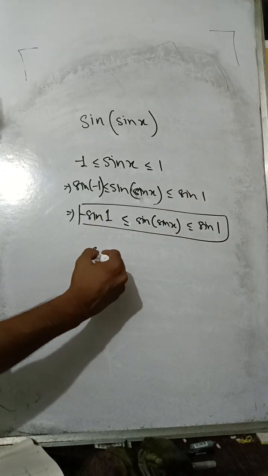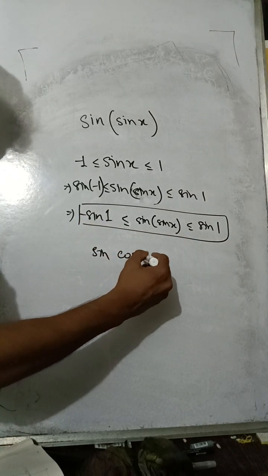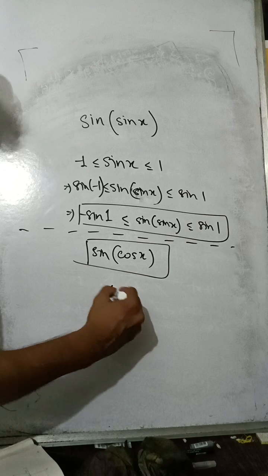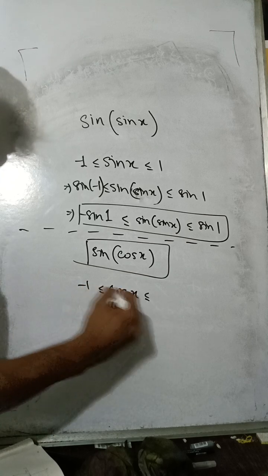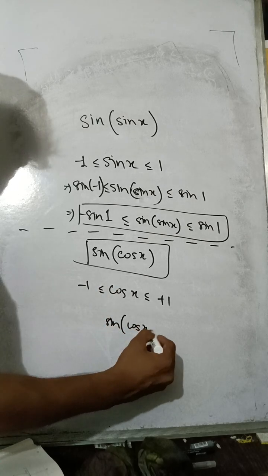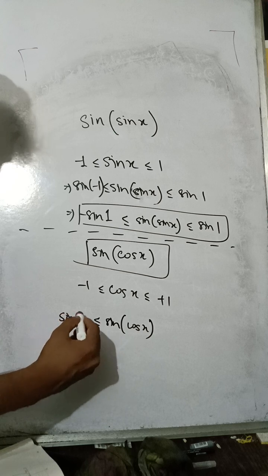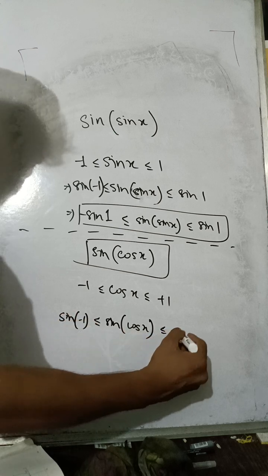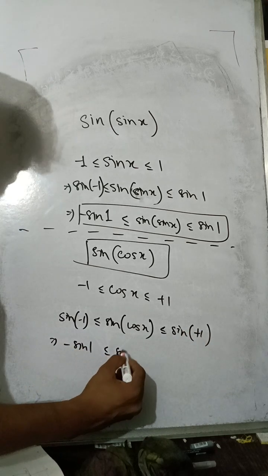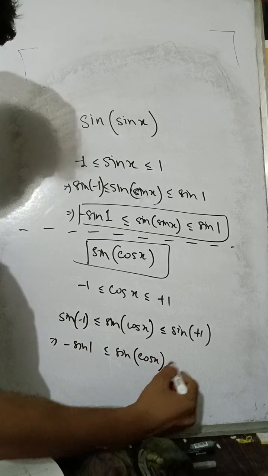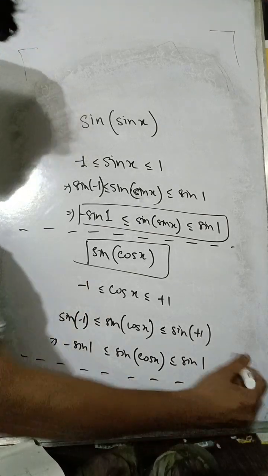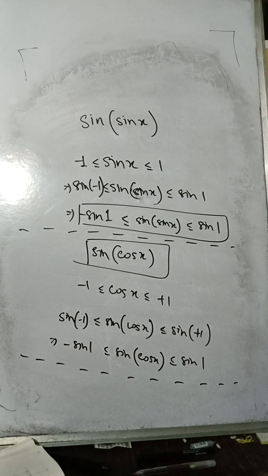Okay, simple. What about sine of cos x? Again, if this is our sum, sine of cos x. So what is cos x? Cos x swings between minus 1 and plus 1, right? The minimum value is minus 1, the maximum value is plus 1. The sine of cos x will have minimum value sine of minus 1 again, and the maximum value will be sine of plus 1. So this will be minus sine 1 and the maximum will be sine 1. So this is the same as well. This is how you can do these sums.